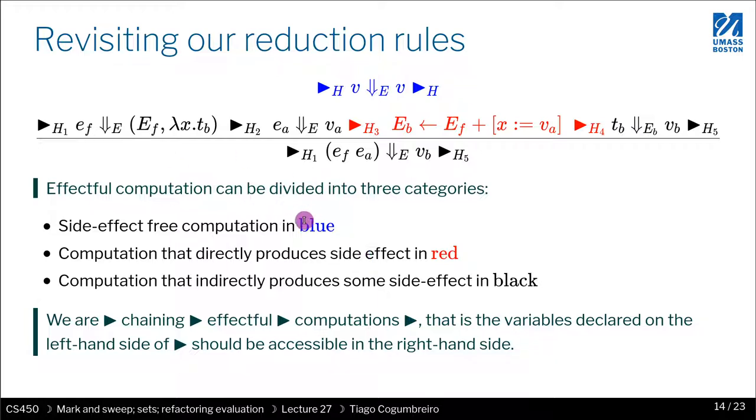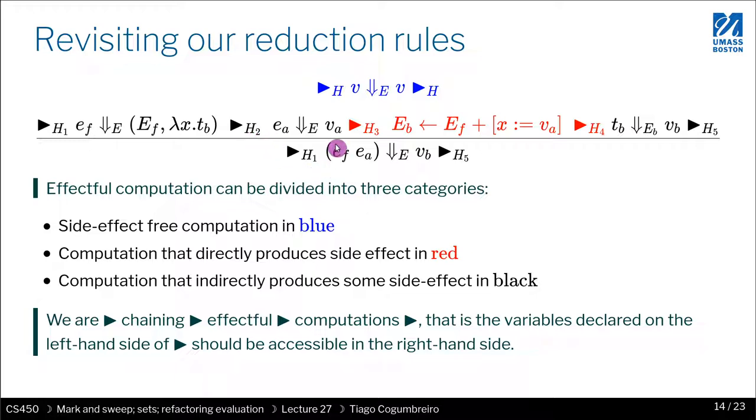So let's revisit our reduction rules. I want us to look at these two rules. The first one is for values and the second one is for function application. I'm making explicit the memories being passed. So, for instance, in the case of values, we start with the memory unchanged, and if we get a value, we return the value as is and the memory unchanged.